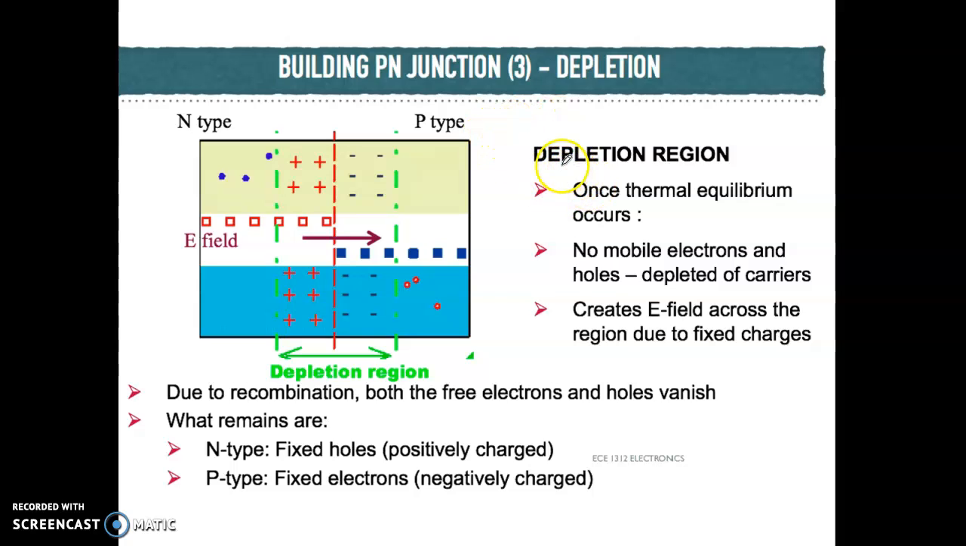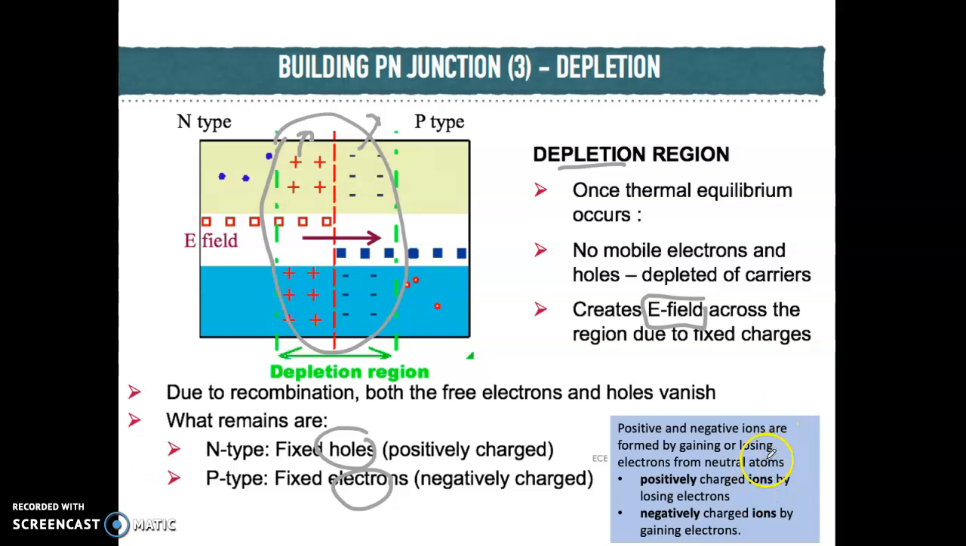So then the third keyword is depletion. Where is the depletion region? It is this area. There will be no more carriers inside because they have already vanished. But what is left behind are the fixed holes and fixed electrons, that is the static ions. Where do these come from? From the static ions just now, the donor ion and the acceptor ion. Once you have the charge here, plus and minus, it will create an electric field. The electric field moves from positive to negative. Positive and negative ions are formed by gaining or losing electrons.